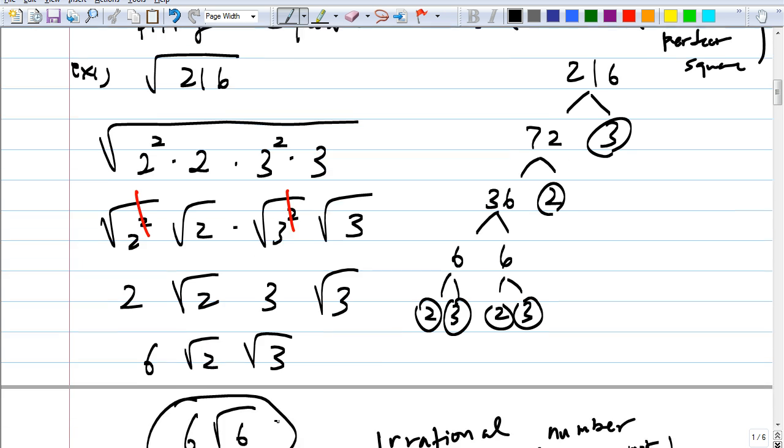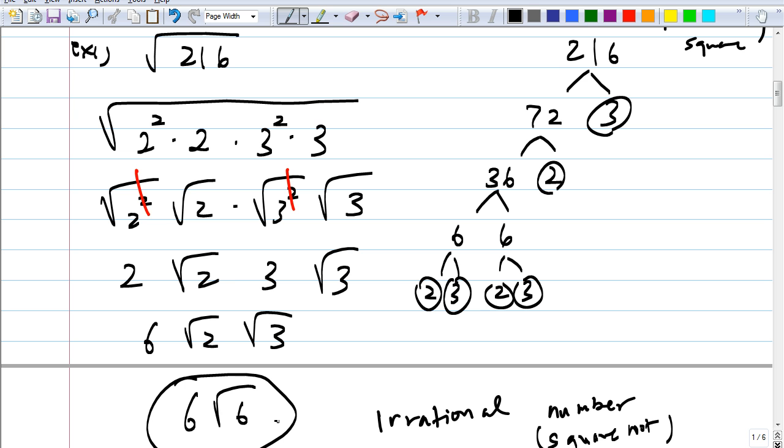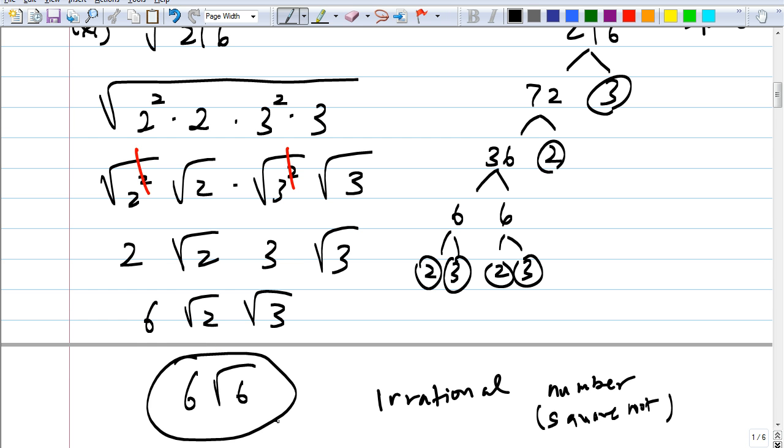2 and 3. So it just simply becomes 6 square root of 6. This is an irrational number, isn't it? You could also call that an irrational square root, because one of the factors is an irrational number, right? Irrational square root.